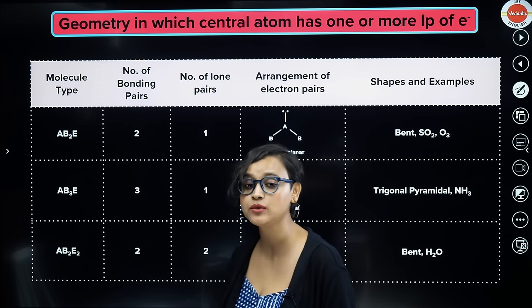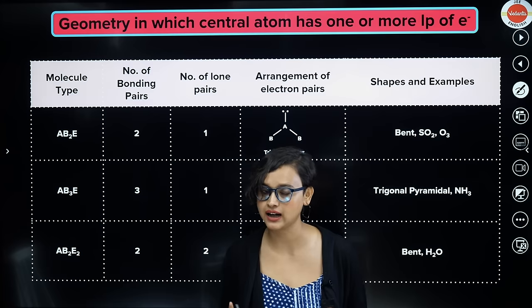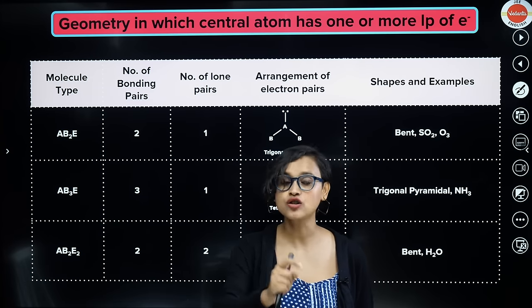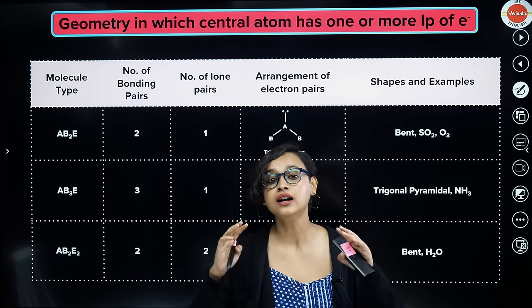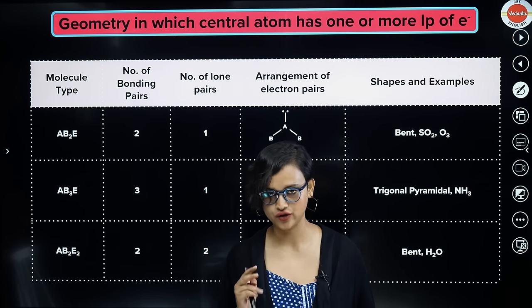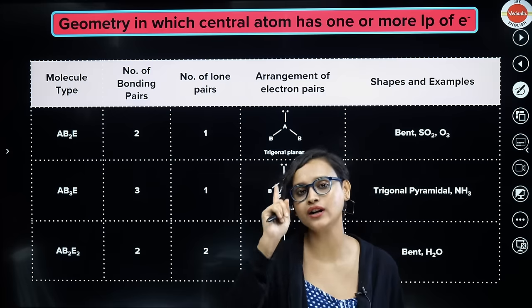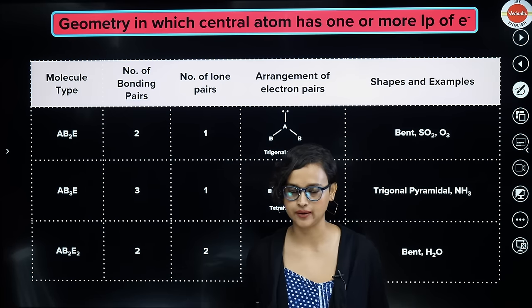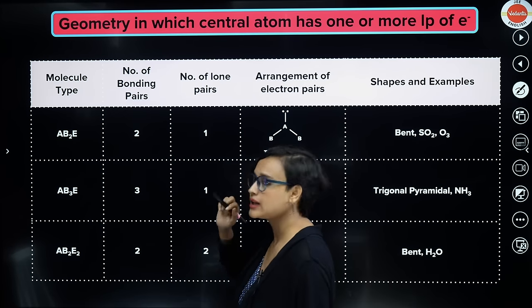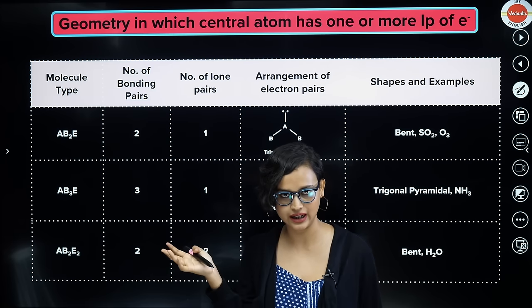Now let's take a look at molecules in which the central atom has one or more lone pairs. Lone pairs are those electrons on the central atom which are not bonded. Now, in this case, what if you have two bond pairs but one lone pair? Only one lone pair. So 2 plus 1, it becomes 3, right? Yes, the steric number is 3, correct?